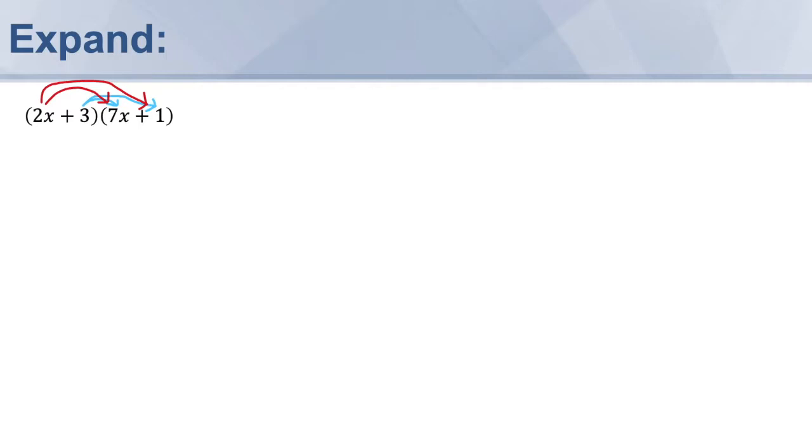2x times 7x is 14x squared. 2x times 1 is 2x. 3 times 7x is 21x, and 3 times 1 is 3. Add these together, we get 14x squared plus 23x plus 3. That's the answer. Now that wasn't too hard, but these problems are going to increase in difficulty as we go on.